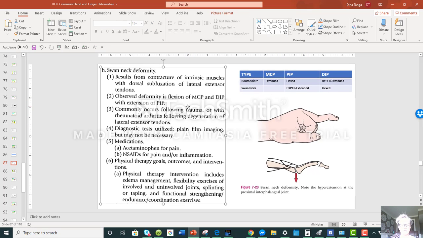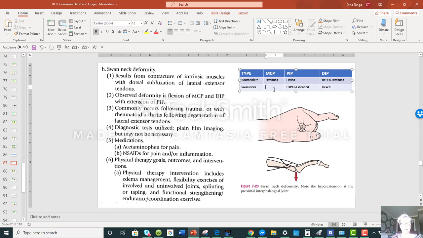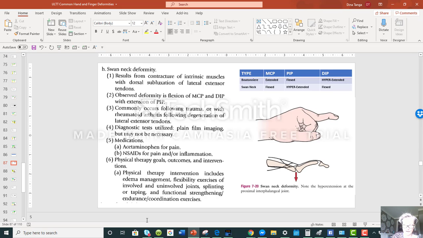So the MCP is flexed. The DIP is flexed, and the PIP is extended, hyperextended or extended, whichever. So, flexed, extended, flexed. So, FEF. So, the swan neck is FEF.